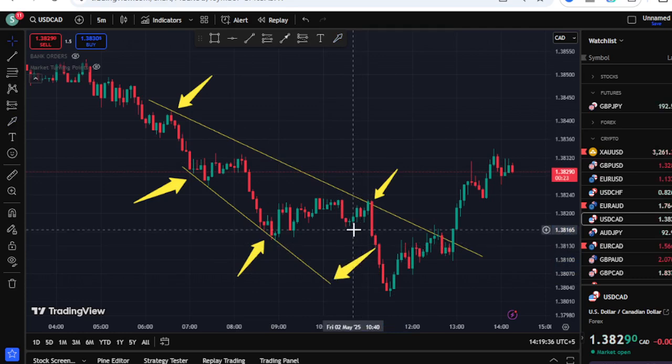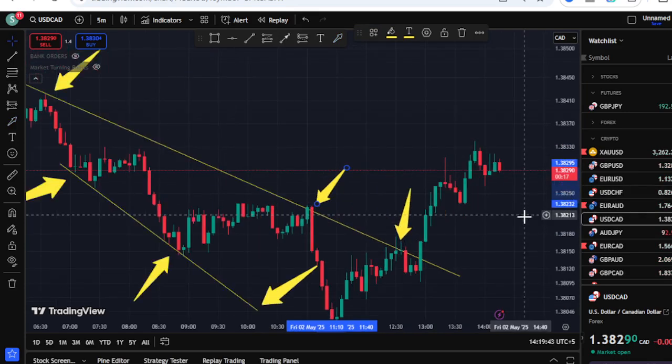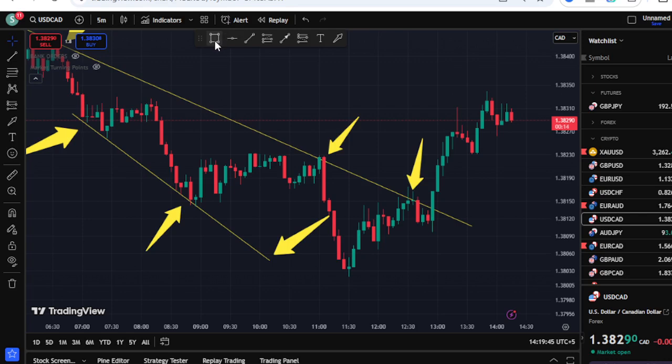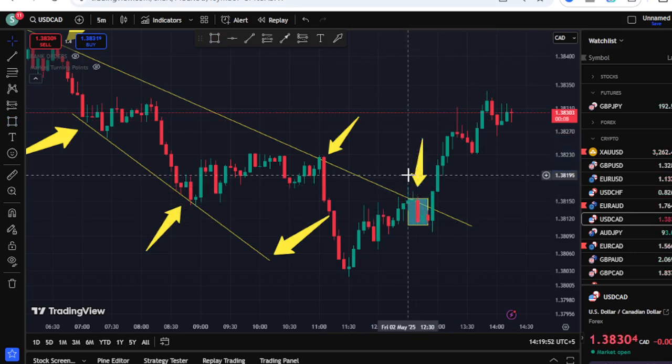I'm talking about the retail trader. And similarly, when the market comes to touch the trend line here, now just look at this candle. I'm going to mark it. So this bearish candle, like you can see in the middle, just look at this candle, where we have the arrow plotted.